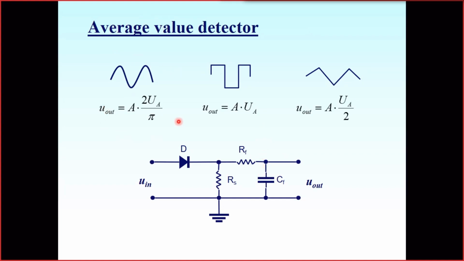For the average value detector, if we look at what the output will be and how it relates to the amplitude, we will find that the relationship between the output and amplitude is different. Here is one relationship, here's another for the rectangular one, and here's another for the triangular one. And A here is just the gain of the corresponding amplifier, a coefficient which depends on the gain of the circuit. So we see that the relationship between the average value and the amplitude is a little bit different for different types of signals.